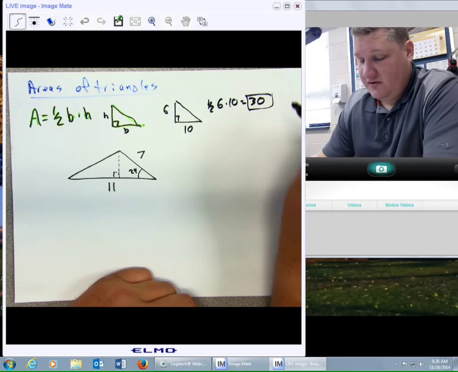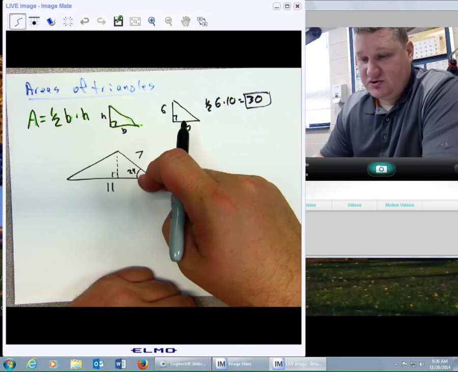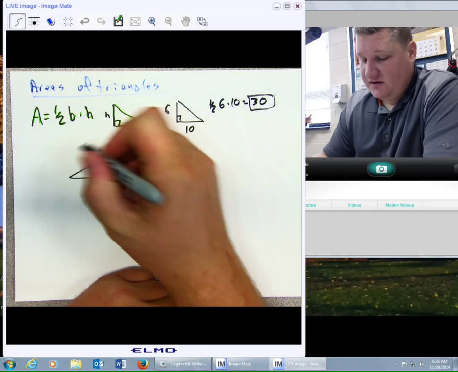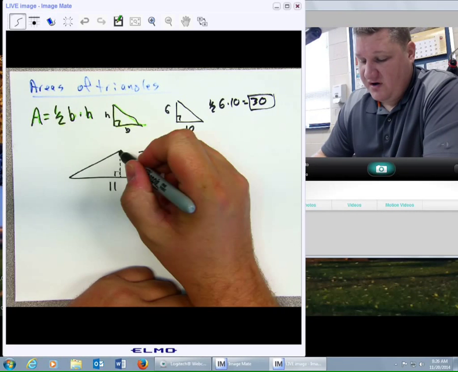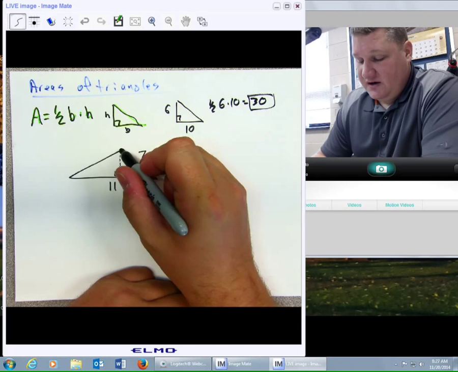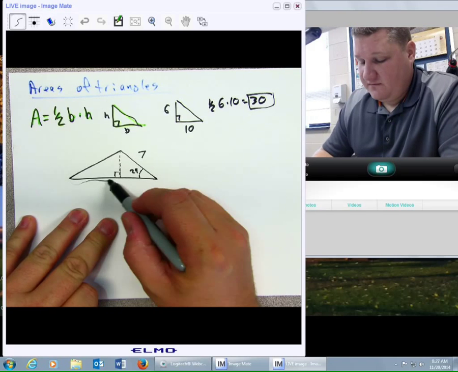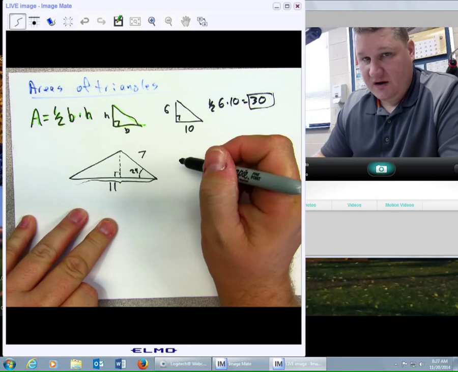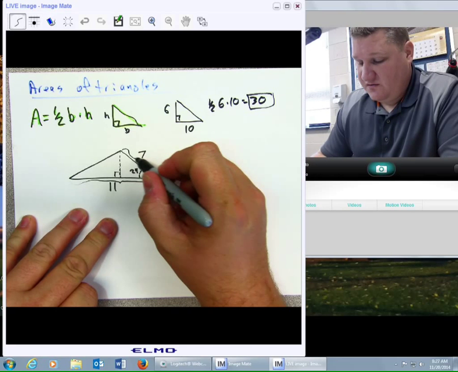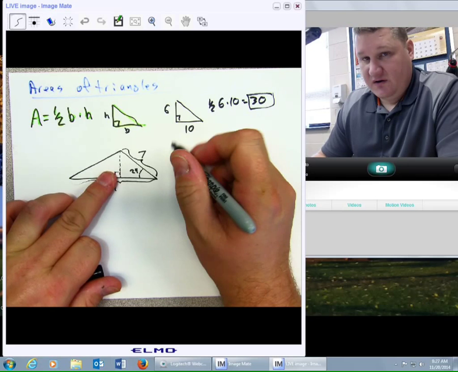Very easy. Now, if you have this triangle, the large triangle, it is not a right triangle, and to use 1/2 bh I have to drop an altitude right down the middle. By dropping an altitude down the middle, I need to find the height. Now, I can't use the 11 because the 11 is for the entire side. But I have a 7 over here, and as long as I know one angle, I can use my trig functions to find the missing piece.